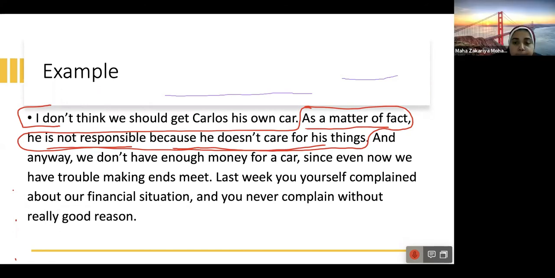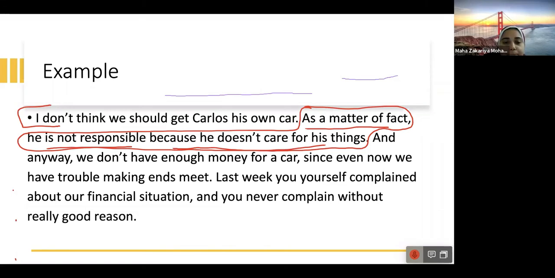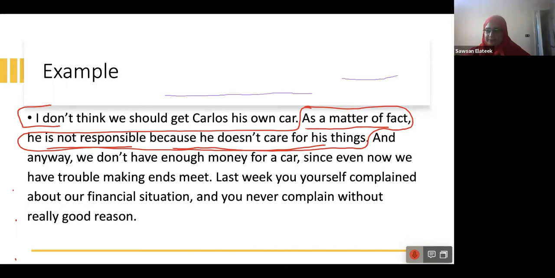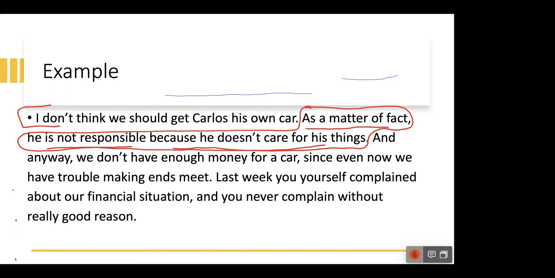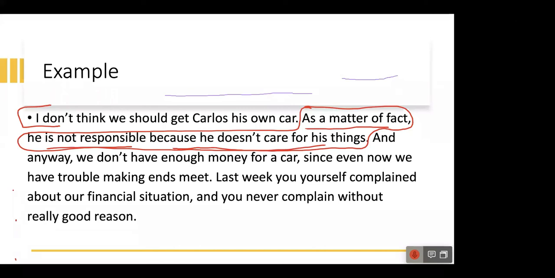We don't have enough money. That's right. That's a conclusion, and it's also a premise for the first one. Yes, right. Good. So what are the supporting premises for we don't have enough money? We have trouble making ends meet. Right, yes. We don't have enough money for a car, and that's supported by we're having trouble making ends meet. And last week, you complained about our financial situation, and you never complain without a really good reason. So these are premises for this.